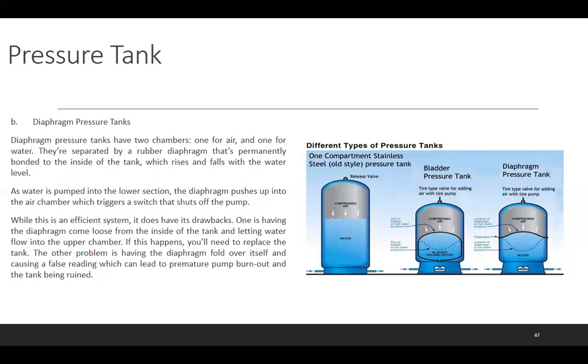If this happens, you'll need to replace the tank. The other problem is having the diaphragm fold over itself and causing a false reading, which leads to premature pump burnout and the tank being lowered.